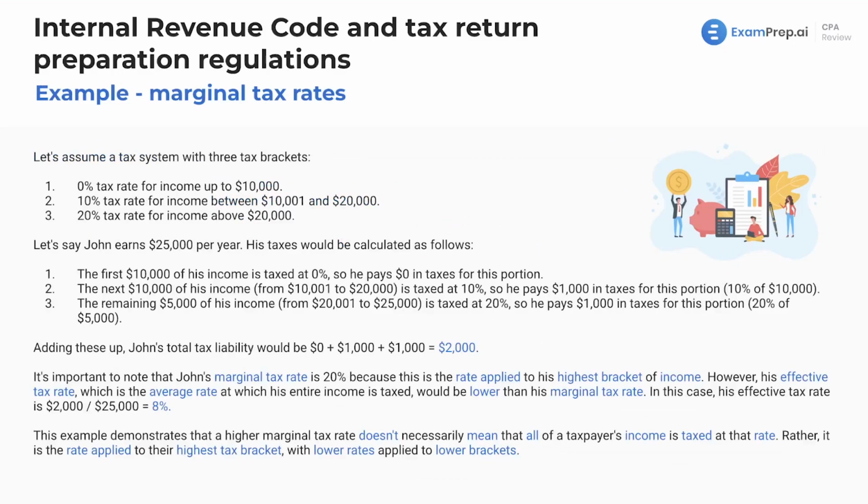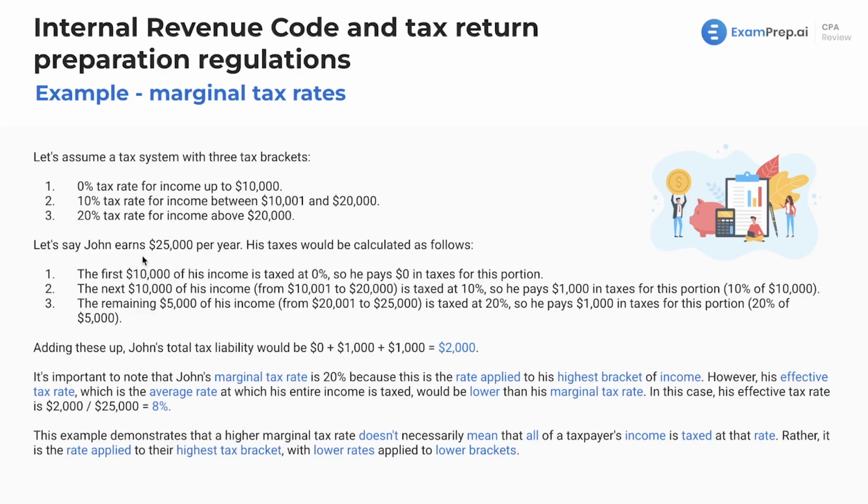All right, now we see an example. Let's assume a tax system with 3 brackets. As promised, the examples are given to you. It's not like you have to memorize those numbers, but it's the same in the general sense of what we're going to see here. Here we got a 0% tax rate for income up to $10,000, then 10% between $10,000 and $20,000, and then 20% for income above that. So just an example provided.